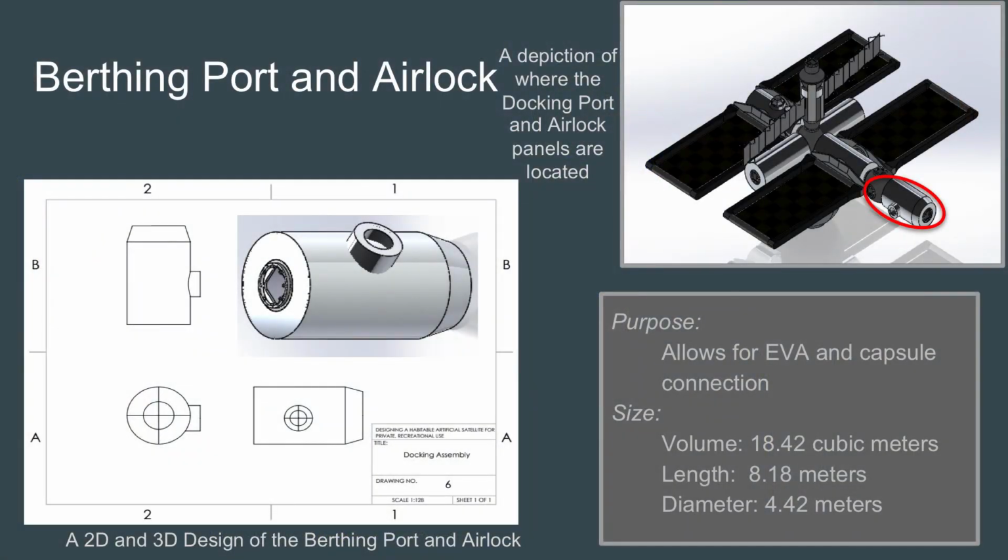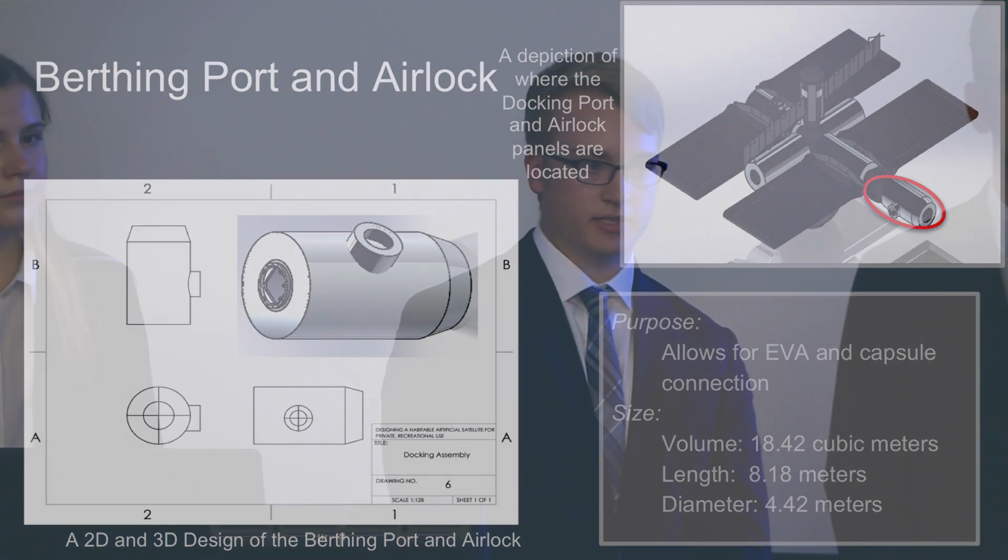And the final module is the berthing port and airlock. The berthing port is used to accept crews and supply spacecraft that would be coming to the space station. In addition, this module also has an airlock that would allow crew and passengers to make extravehicular activities.